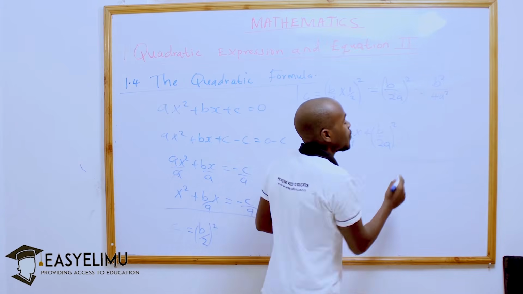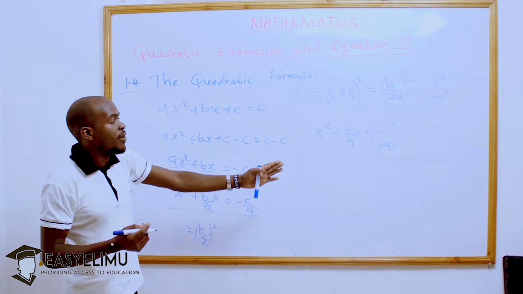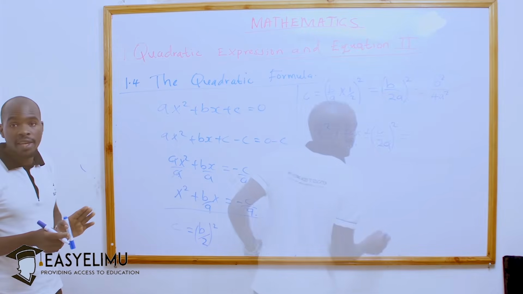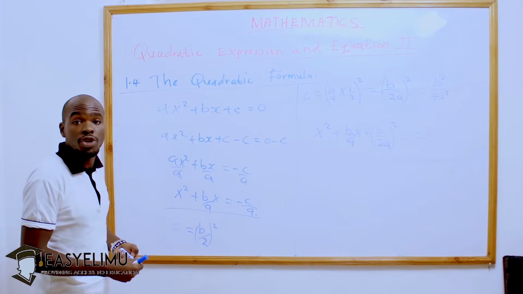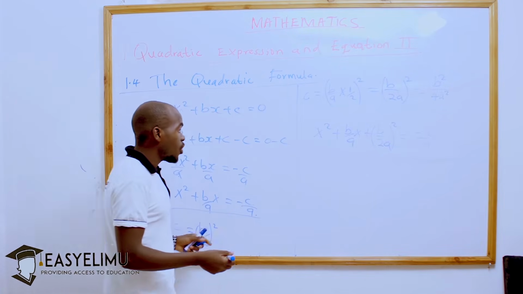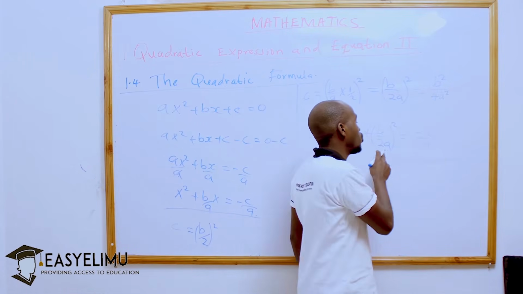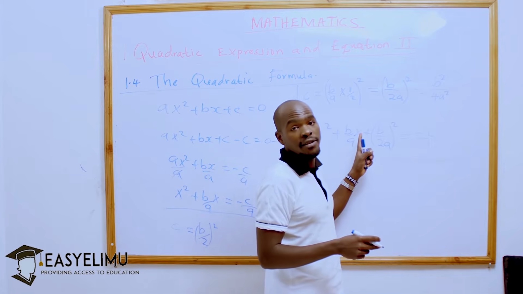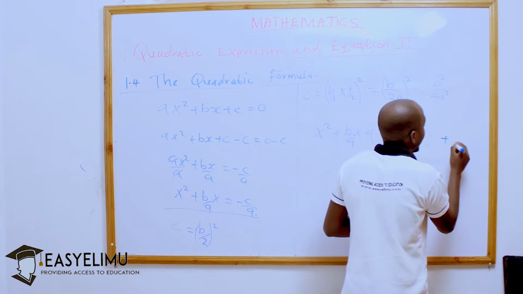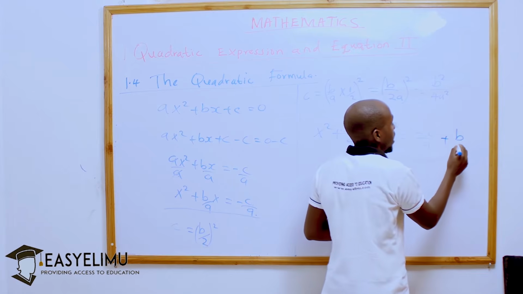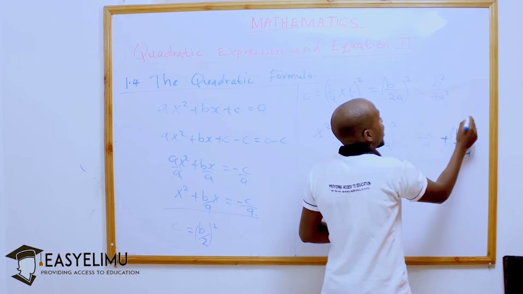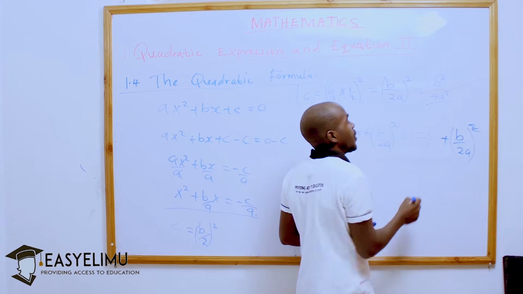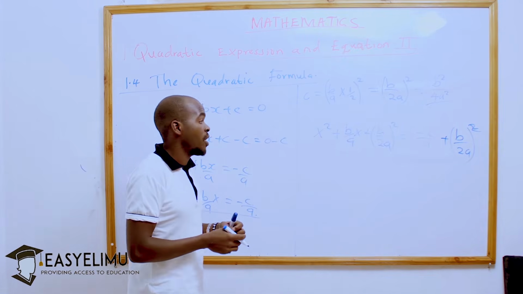Since we have added c on the left hand side, whatever we do on the left hand side we also need to do on the right hand side. So we have added b over 2a squared on the left hand side, and that means on the right hand side we also add b over 2a squared. Or you can write it the other way; it still gives the same result.